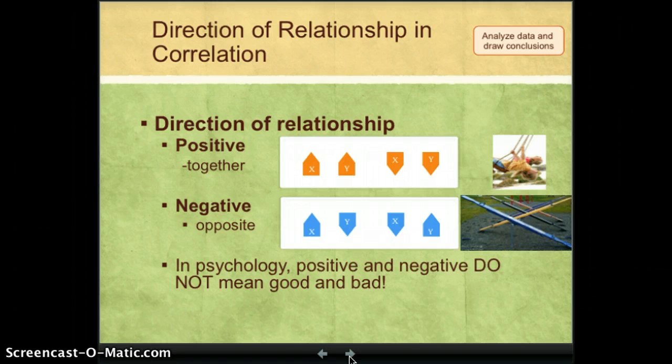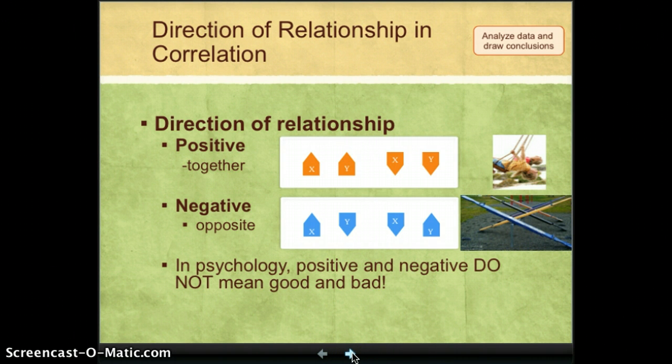It's important to note that in psychology and statistics, positive and negative do not mean good and bad. So you can have a negative correlation, which is actually about something that we would generally think of as good. You can have a positive correlation about something that we generally think is bad. It's really important in this class to get that particular point clear, that positive and negative do not mean good and bad.